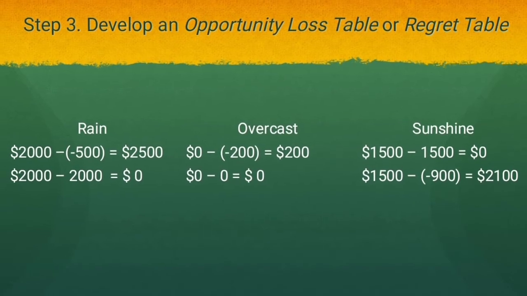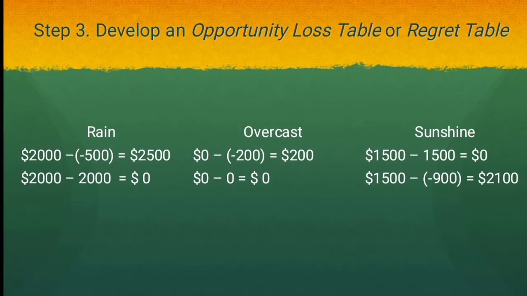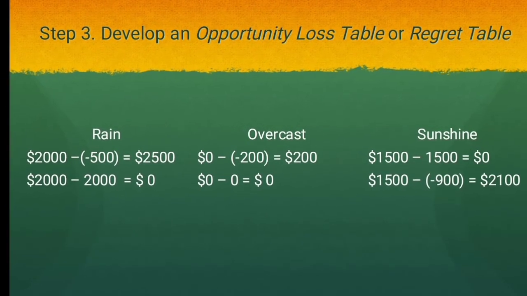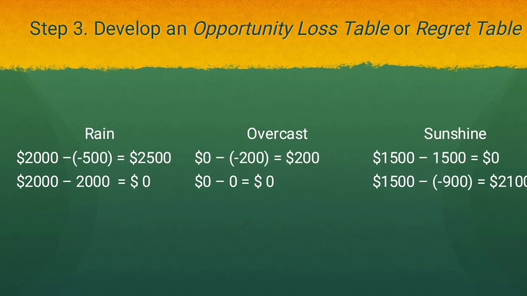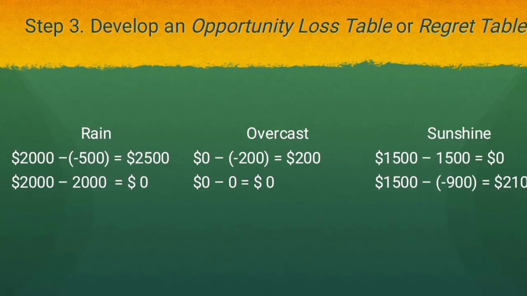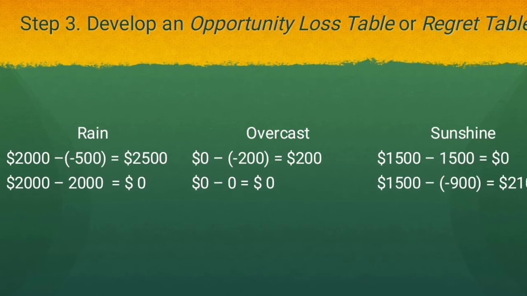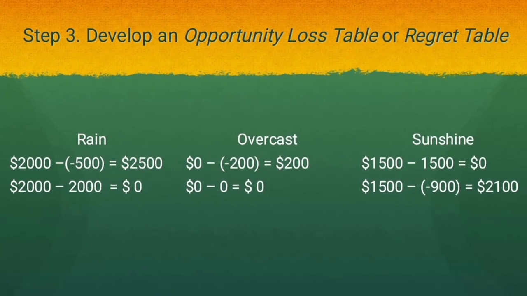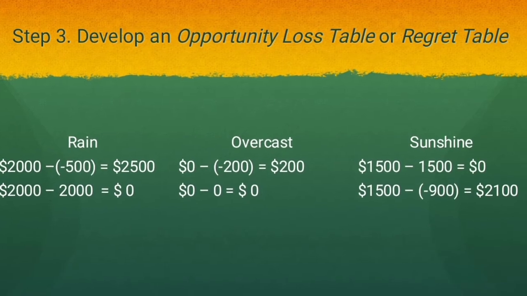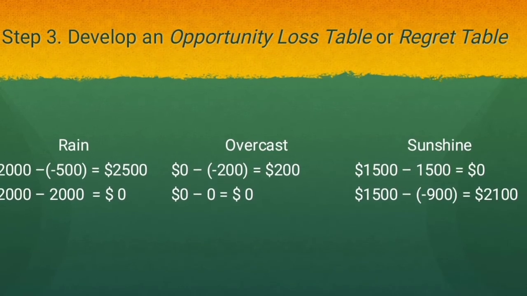We will be using the minimax regret criterion here. We'll first select the maximum payoff under each state of nature. Each state of nature is a weather condition. For the first weather condition, which is rain, the maximum payoff is $2,000. For overcast, it is 0. For sunshine, it is $1,500.